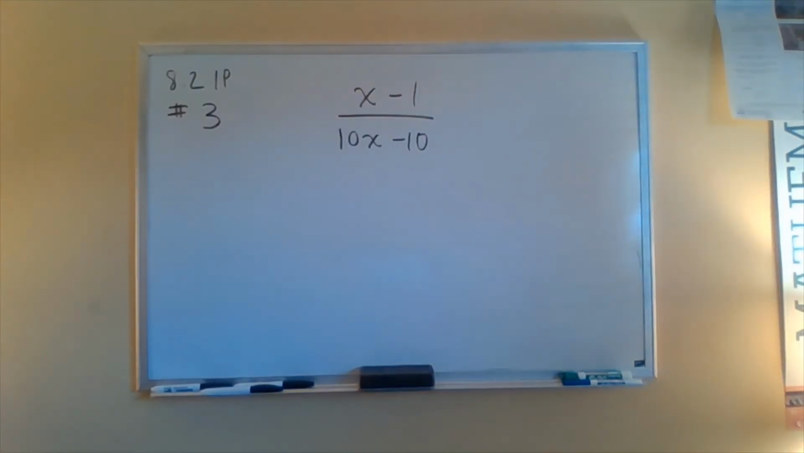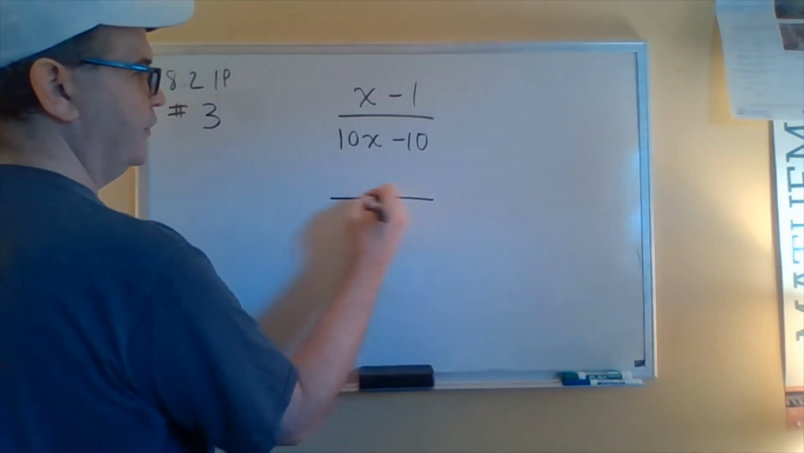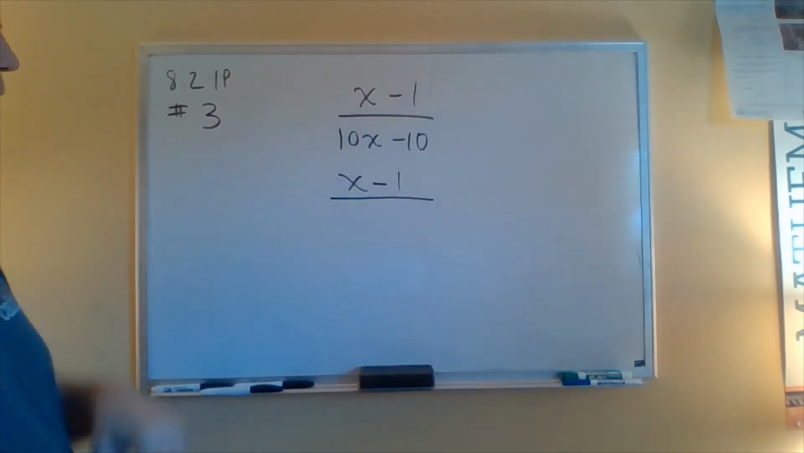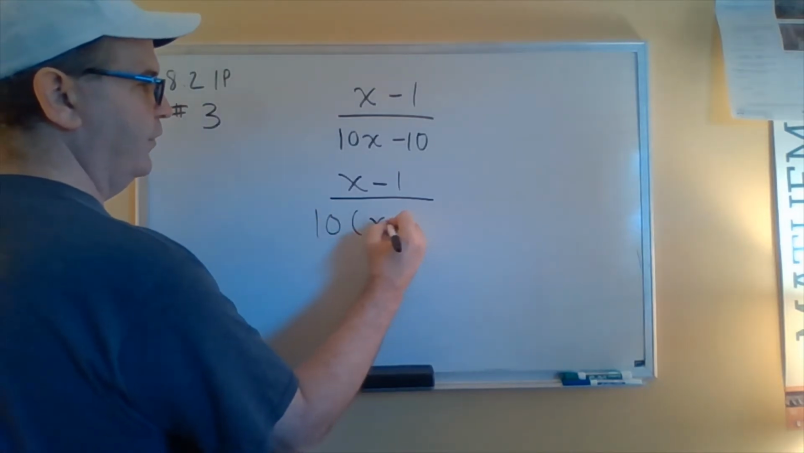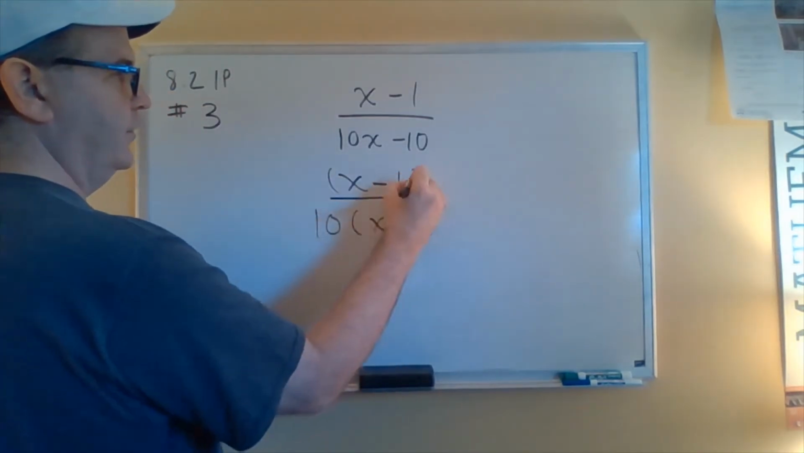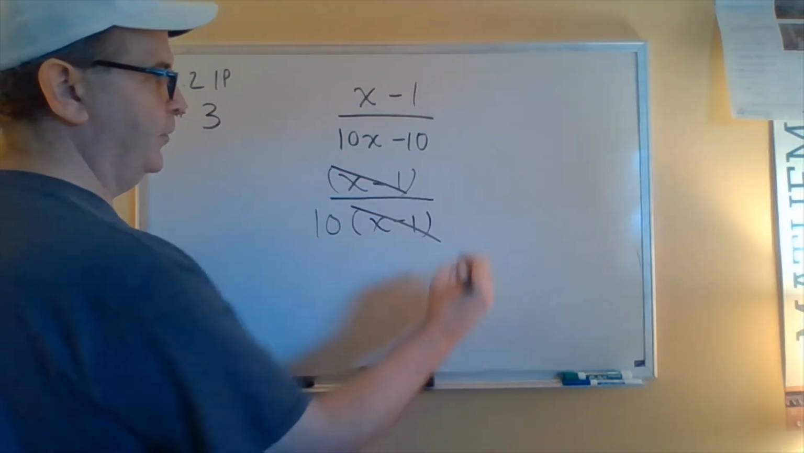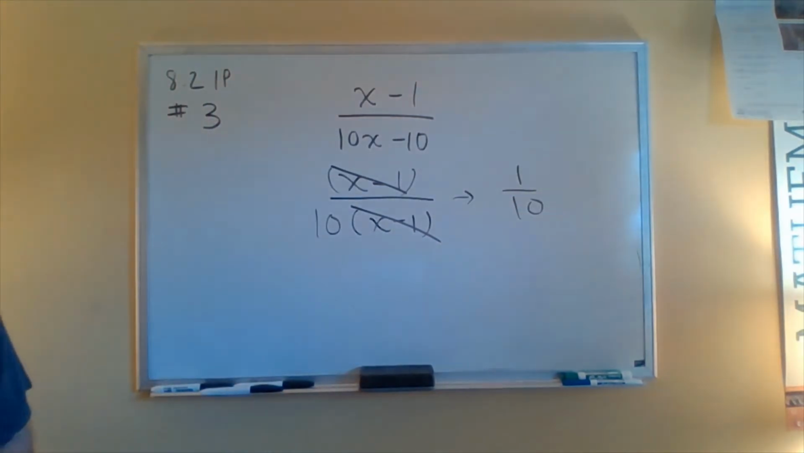Number 3, we have the rational expression x minus 1 over 10x minus 10. Again, we don't have a quadratic or trinomial to factor, so let's look for a greatest common factor here. The numerator is as simplified as it can get, x minus 1. Is there a greatest common factor we can pull out of our denominator? Sure is, 10. We pull that 10 out, we're left with x minus 1. So we can cancel out x minus 1 from the top and the bottom, and we're left with 1 over 10 for our answer to number 3.